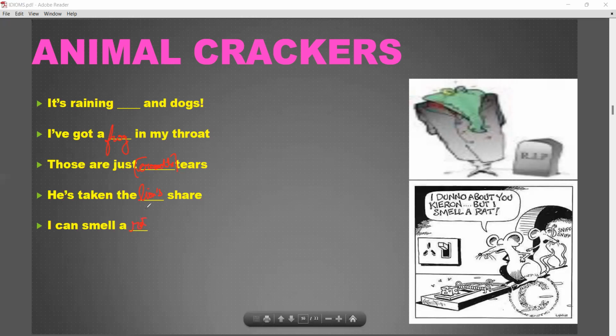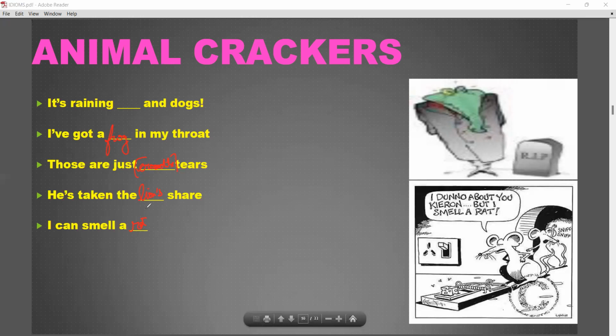As if there is something fishy going on. So, I can smell a rat. That means that there is some kind of problem, some kind of thing which is not going as it should. So there's something fishy which is happening. That is, I can smell a rat.